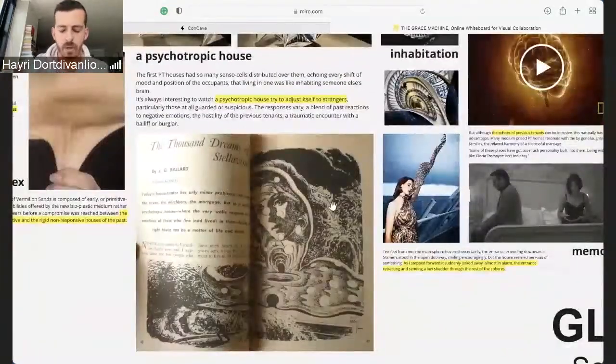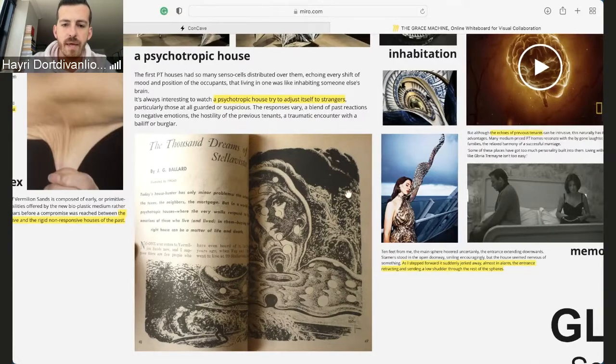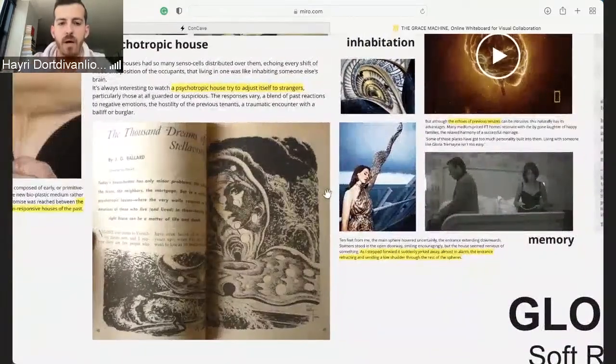Besides being a soft robot, Gloria is a psychotropic house. And what makes Gloria a psychotropic house? One, as Lars mentioned, the range of her transformation is endless. Plus, secondly, Gloria echoes its inhabitants. Gloria develops a consciousness or a mimetic relationship, let's say, between herself and her occupants. And in Ballard's story, when the owner of the psychotropic house changes, the house's consciousness changes and adjusts itself to these new occupants as well.